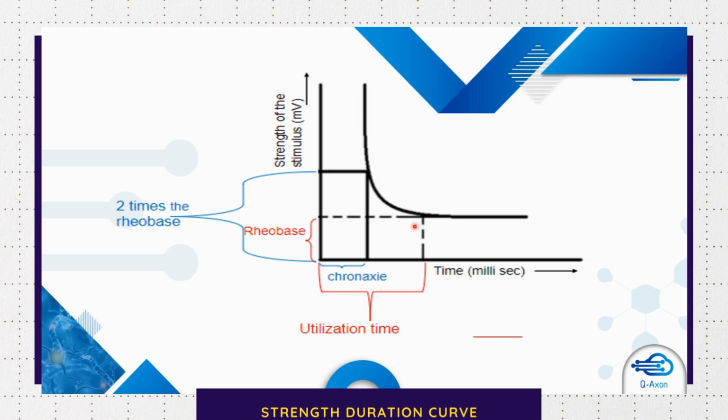Now, how do you plot chronaxy? So you mark double the Rheobase on the y-axis. So this is double the Rheobase. So now from this point on the graph, you drop a perpendicular and this becomes the chronaxy. So on this graph, we have plotted all the measures of excitability.